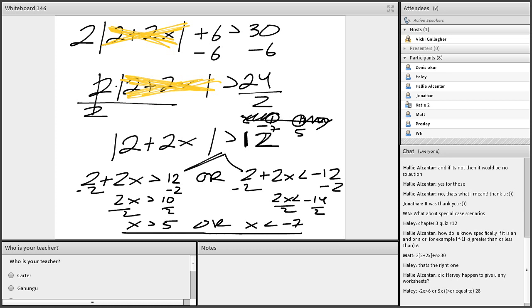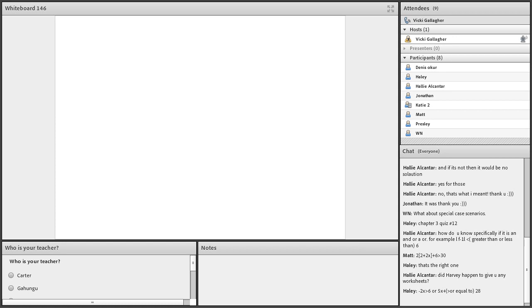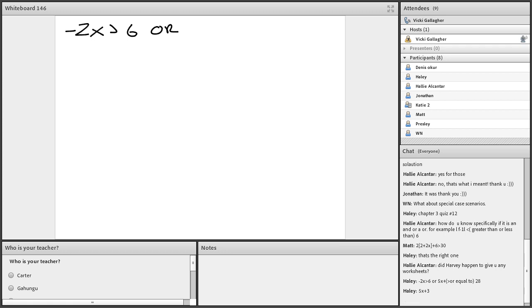All right, let's take a look at that next one. Negative 2x greater than 6, or is there something that's supposed to be between the 5? Oh, 5, perfect. Okay, that's what I was just wondering. 5x plus 3 greater than or equal to 28.